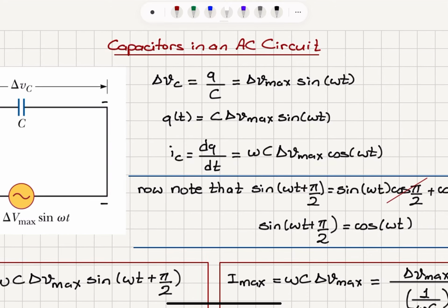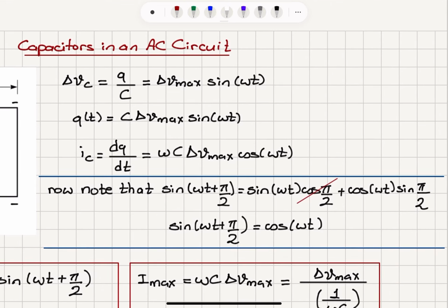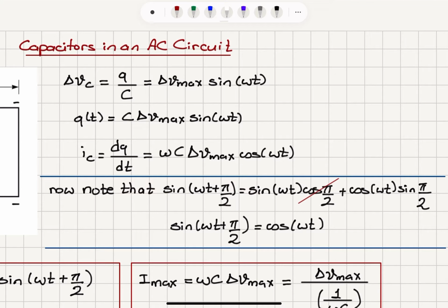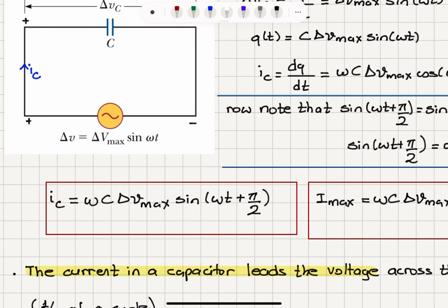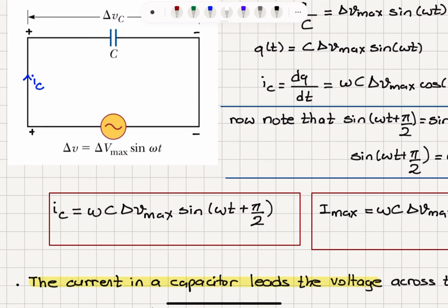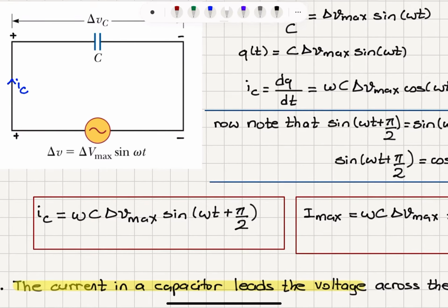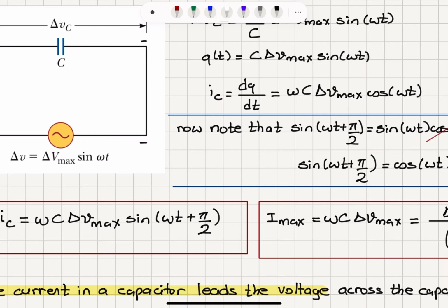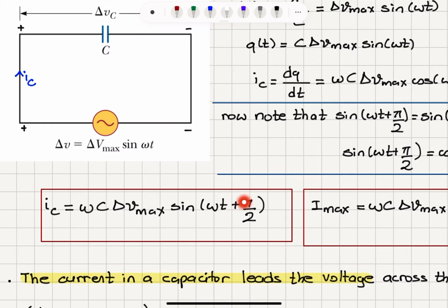Now, what is the phase relationship between cosine omega t and sine omega t? Sine of omega t plus pi over 2 is sine omega t cosine pi over 2, which is 0, plus cosine omega t sine pi over 2, which is cosine omega t. So cosine omega t can be replaced by sine of omega t plus pi over 2. So we see that the current that flows in the circuit will be omega C delta V max, where cosine omega t is replaced by sine of omega t plus pi over 2.